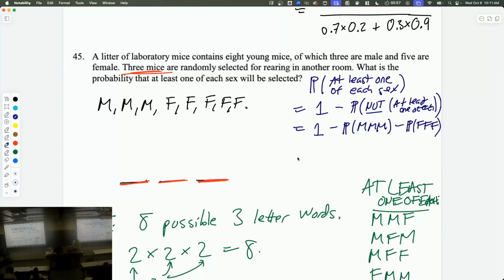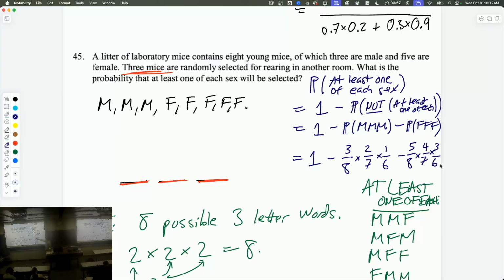Okay, let me write out the answer, and then there's a bunch of different equivalent ways you can think about it. So male, male, male: the first male is 3 out of 8, the second male is 2 out of 7, and the third male is 1 out of 6. That's male, male, male. Female: the first female is 5 out of 8, the second female is 4 out of 7, and the third is 3 out of 6. So that is the correct answer.